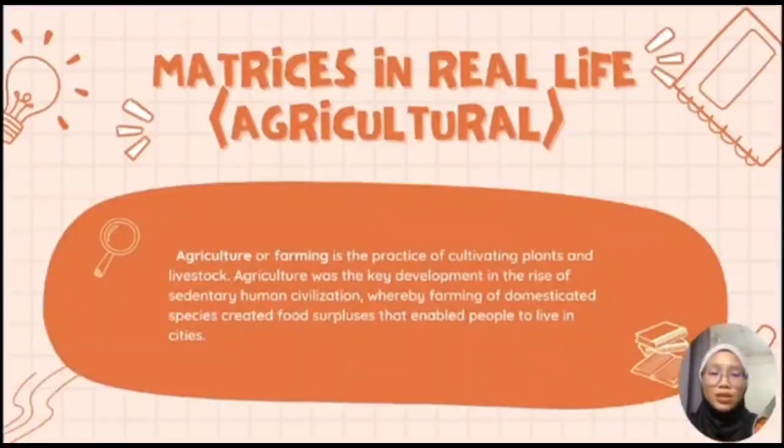Let me introduce a bit about what agriculture is. Agriculture or farming is the practice of cultivating plants and livestock. Agriculture was the key development in the rise of sedentary human civilization, whereby farming of domesticated species created food surpluses that enable people to live in cities.